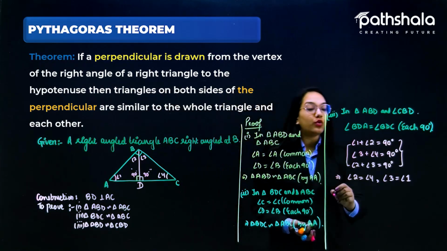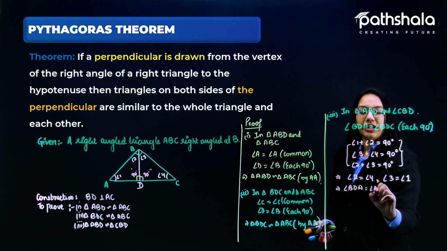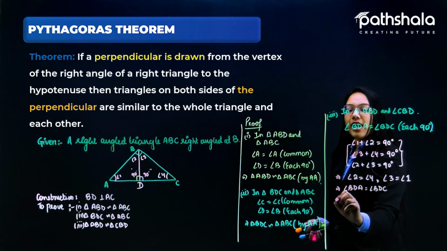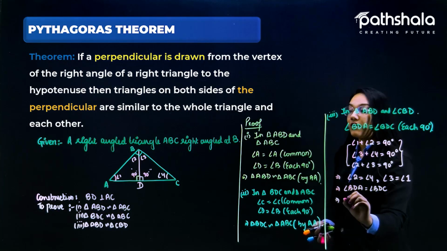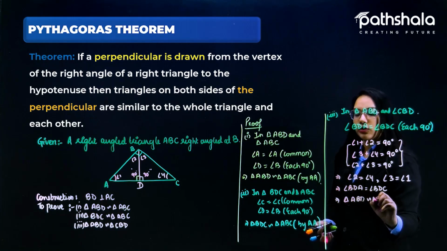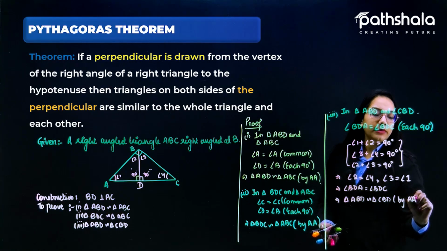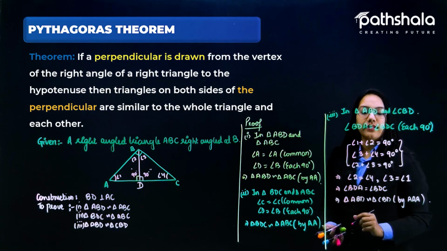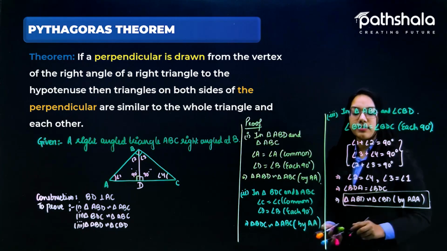And furthermore, we know that angle BDA is equal to the angle BDC. Hence, by the angle similarity criteria, we can again say that the triangle ABD is similar to the triangle CBD. By the angle, these all the three angles. So by this angle similarity criteria, these two triangles are similar to each other.